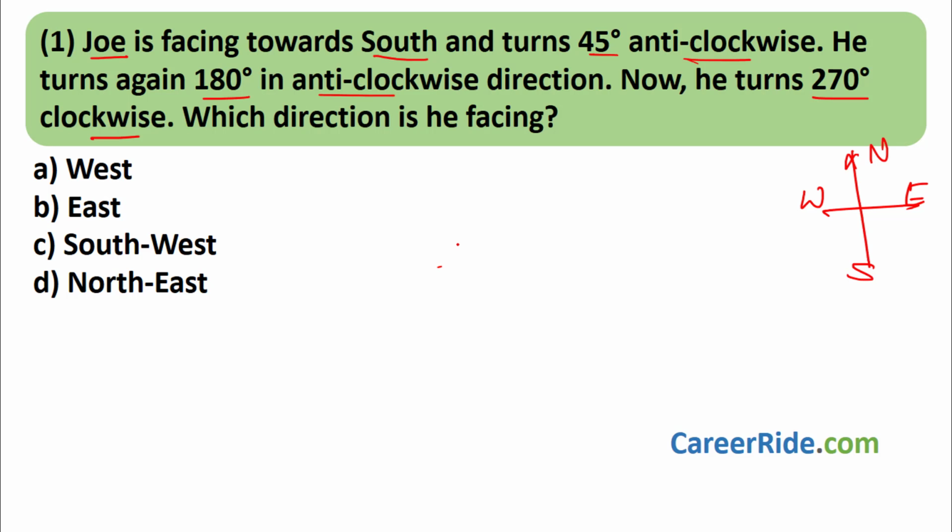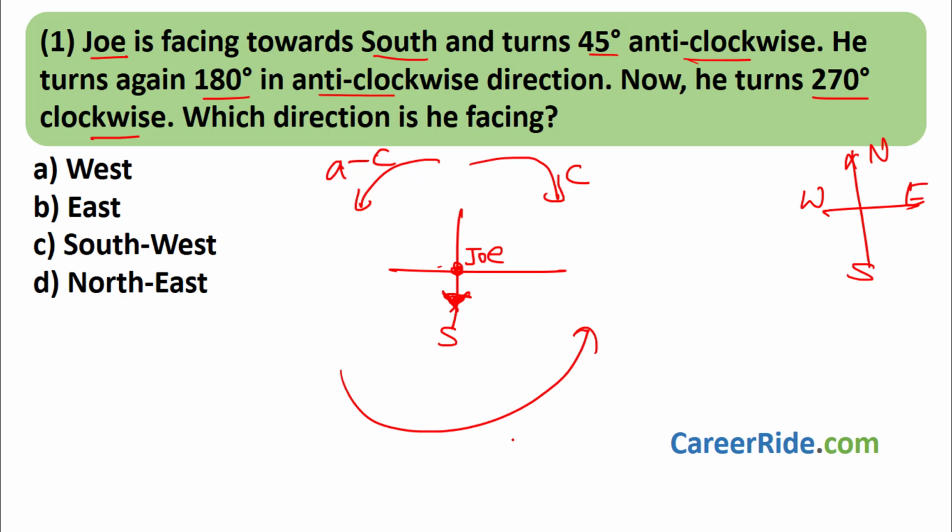Joe is facing south. So here this is Joe, Joe is facing south, this is south. Now we have learned that the hands of the clock move like this, so this is clockwise, so this will be anti-clockwise, so it would be like this, correct? So Joe turns 45 degrees anti-clockwise, so Joe turns like this for 45 degrees. So where will Joe come? This is south and this will be southeast over here, right? So Joe turns 45 degrees anti-clockwise.